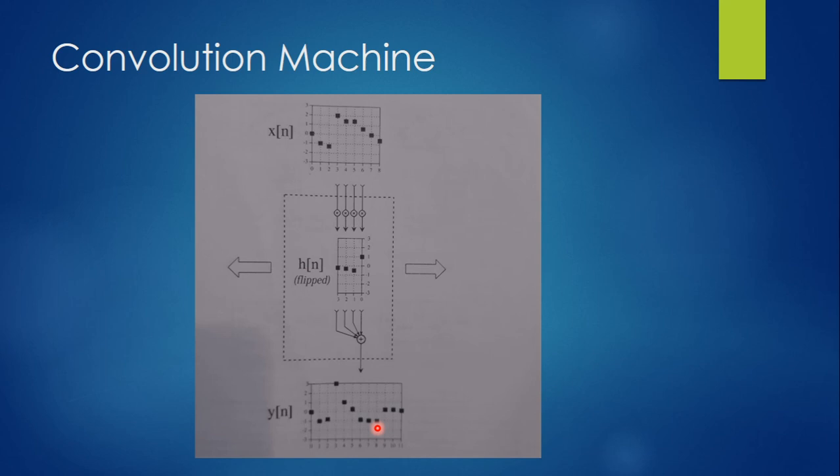If you know the response of a system due to delta n, that is called the impulse response, you can find its output due to any of the inputs. That's a very big property.